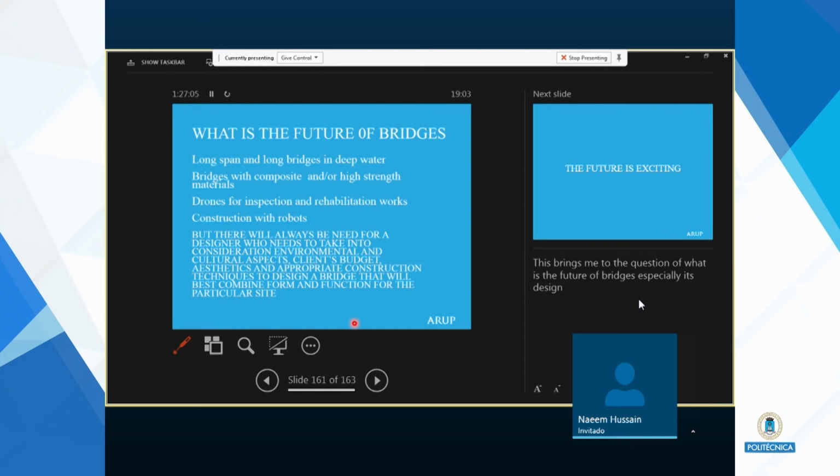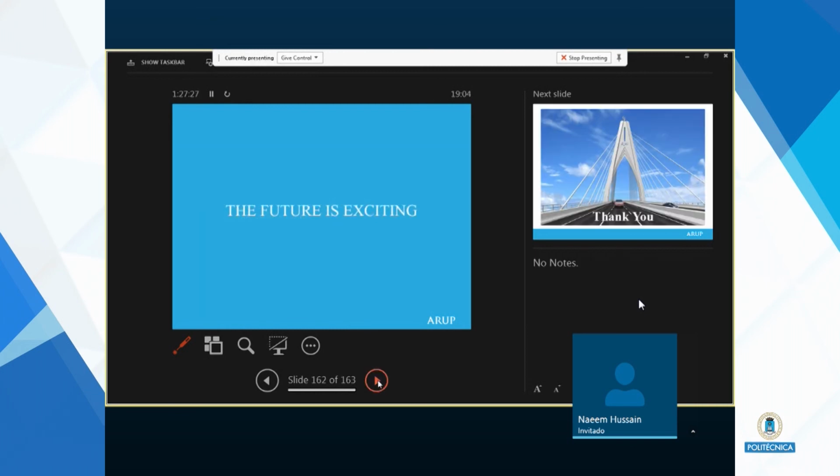When you're talking about engineering, engineering and bridges is much more than that. It's the cultural part, it's the aesthetic part, and it's the engineering, all that combines to come up with a bridge that is actually appropriate for the particular location. So to me, I wish I was starting again. The future is going to be exciting.